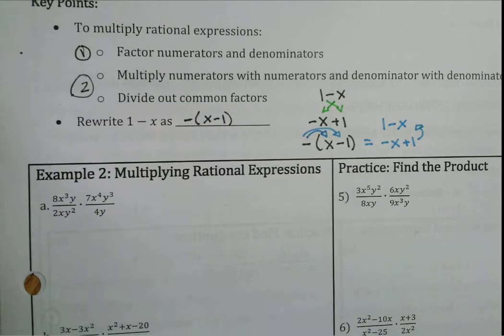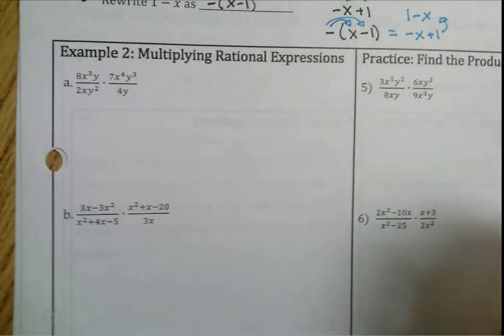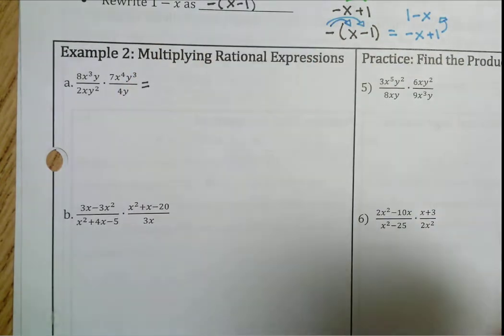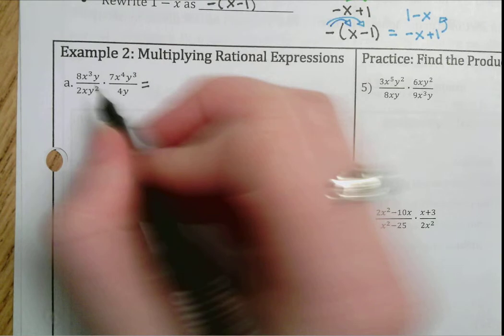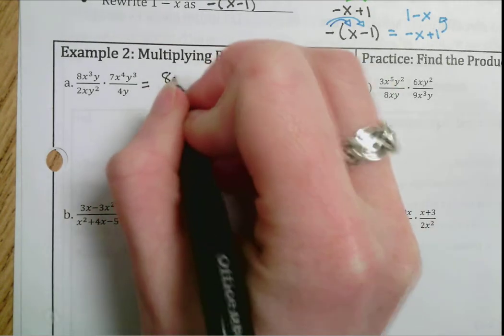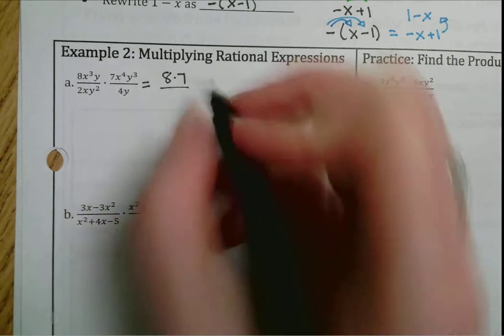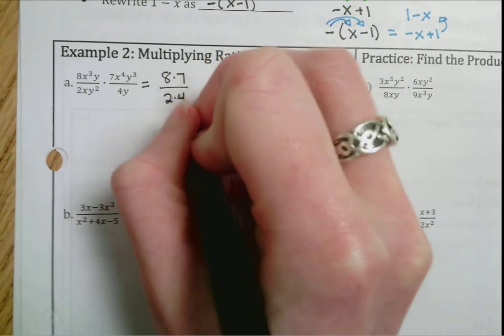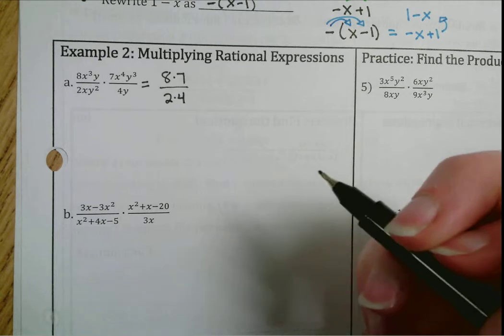So, multiplying rational expressions. Part A. What we need to do is group these together. So I'm going to take my constants from the top and the bottom and put them together in one fraction. So that 8 and the 7 are going to come together on the top, 8 times 7, and it's going to be divided by the 2 times the 4. So what's on the top stays up top, what's in the denominator stays in the denominator.